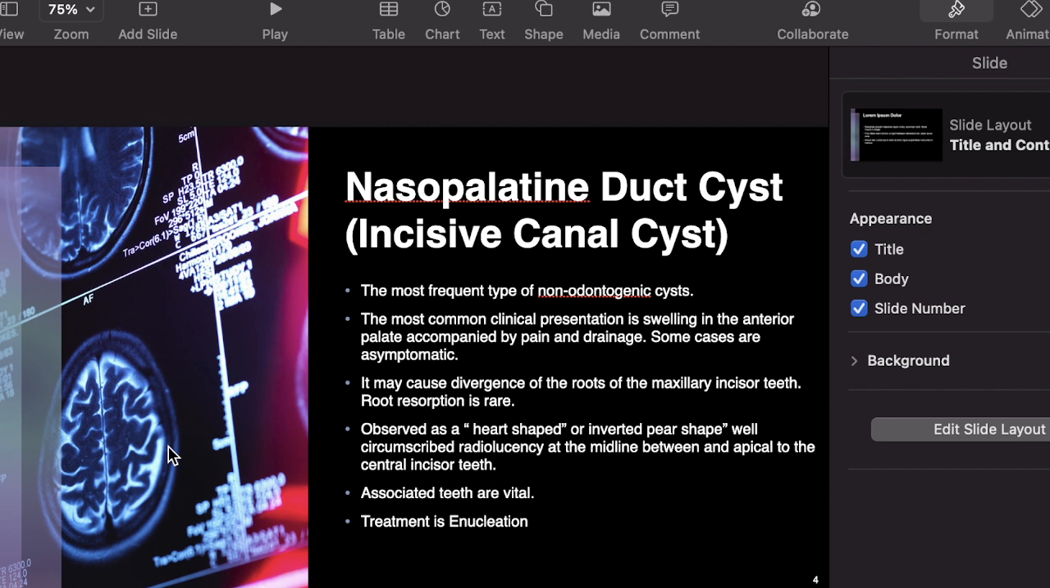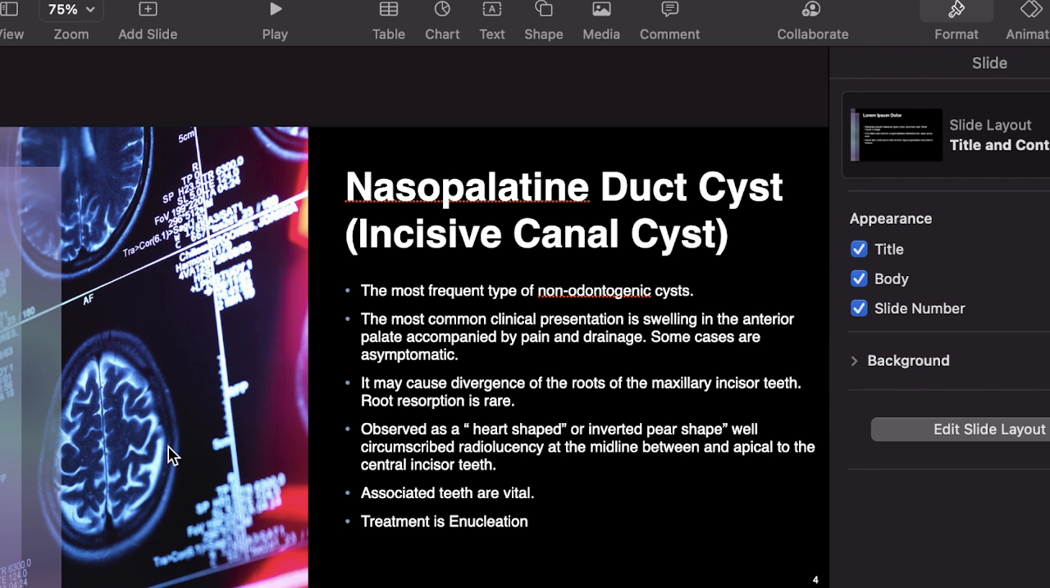The next one we will be talking about is the nasopalatine duct cyst, or the incisive canal cyst. Actually, questions do come on this topic in the exam, so pay a little bit more attention here, guys. The word naso means again nose, and palatine means in the palate. The incisive canal is present between the maxillary incisor teeth, and the nasopalatine duct cyst looks clinically like a swelling on the anterior part of the palate, and it is the most common non-odontogenic cyst.